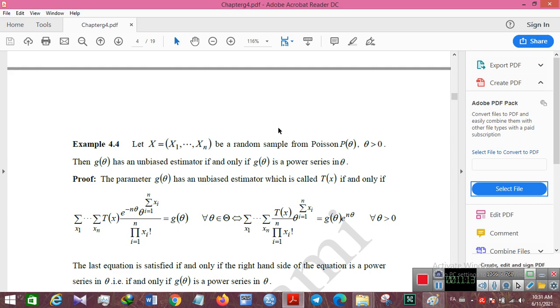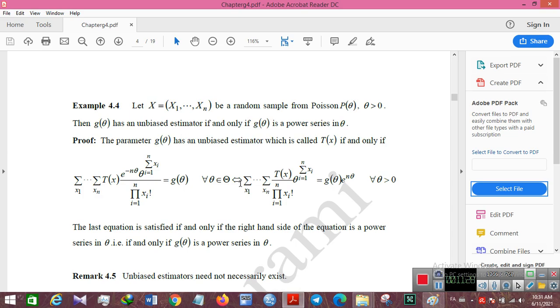For example, let X1 to Xn be a random sample from the Poisson distribution. Then g(theta) has an unbiased estimator if g(theta) is theta to the power 3. Let g(theta) be a parameter we want to find the unbiased estimator of, and call it T(X).